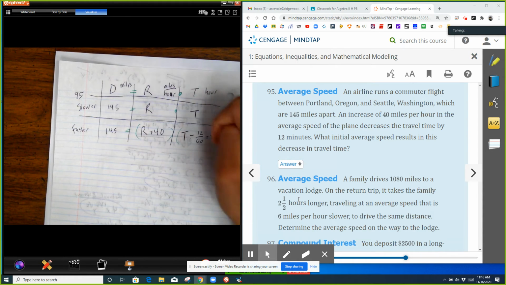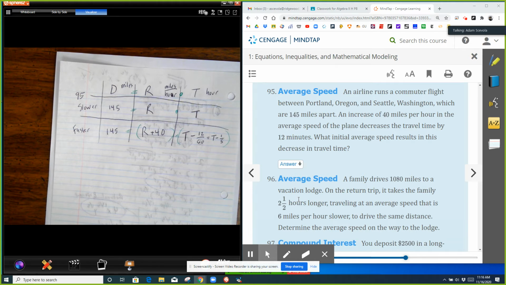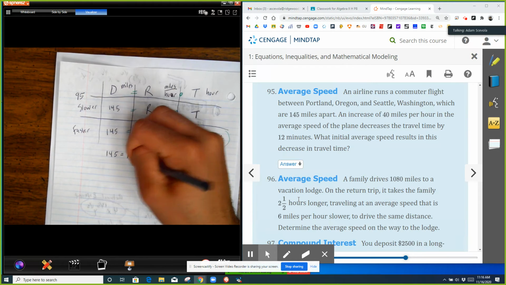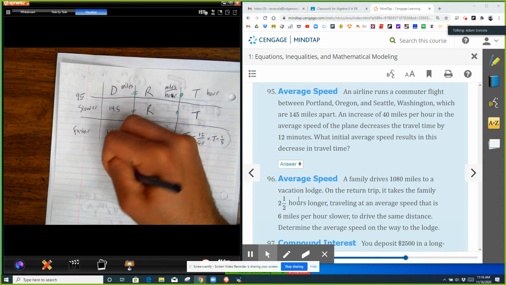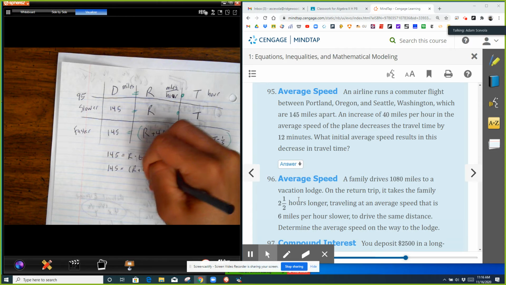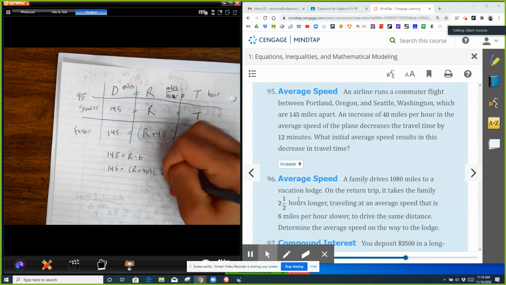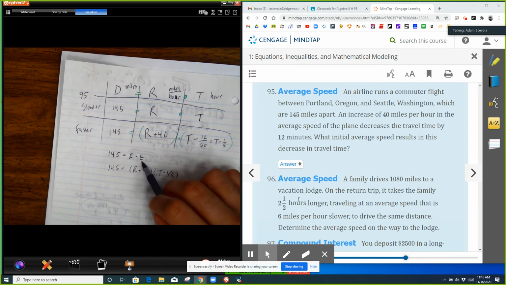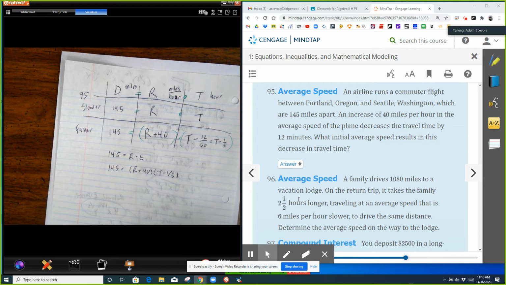Now you could solve this with a calculator. If you were doing it by hand, you could just do substitution. Don't set these equal to each other, because then you go from two equations, two variables, to one equation, two variables, and that wouldn't work. What you could do instead is isolate time as 145 over R and then substitute that in for T. Then you have a rational equation that you could solve. But let's just use the calculator.